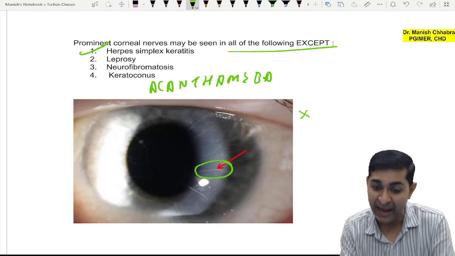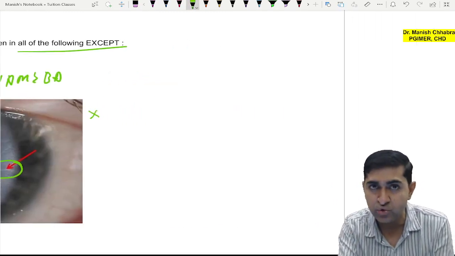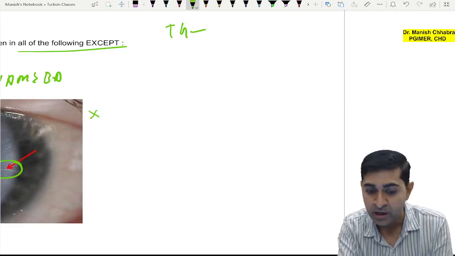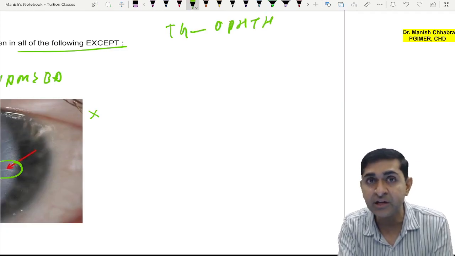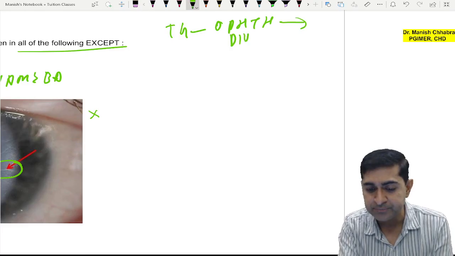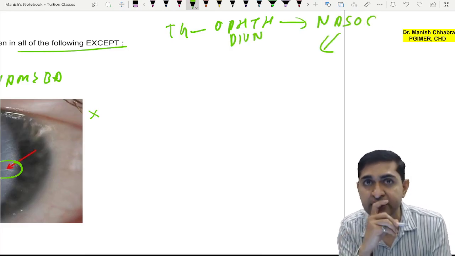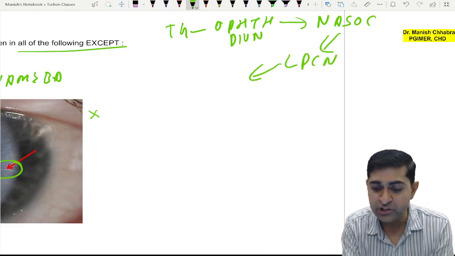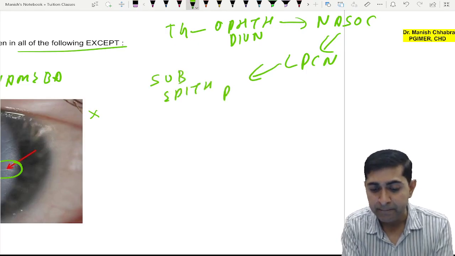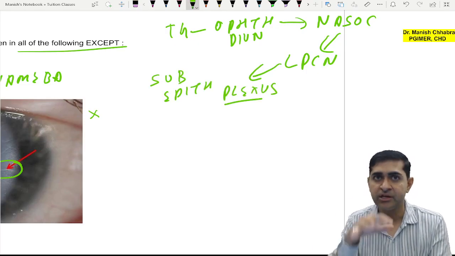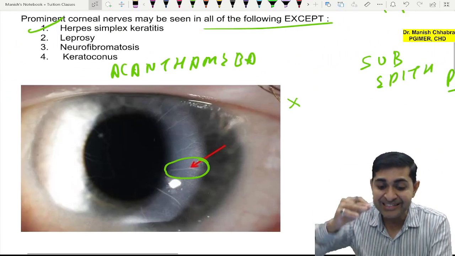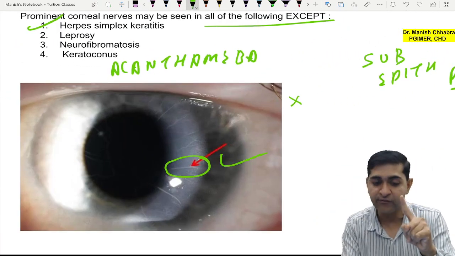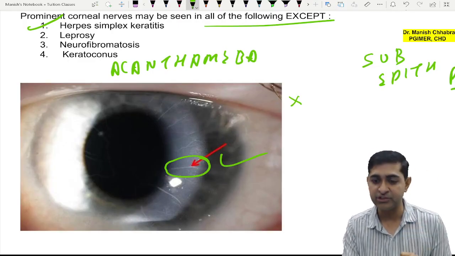Prominent corneal nerves, and if I take it a step higher, you know that there is a trigeminal nerve. The ophthalmic division of trigeminal nerve is there, which gives a branch to nasociliary nerve. The nasociliary nerve gives a branch to long posterior ciliary nerve. Long posterior ciliary nerve forms the subepithelial plexus of nerves. It is these nerves we are talking of. It is corneal nerves. Okay.